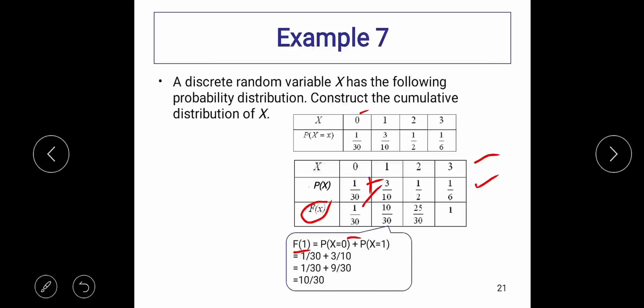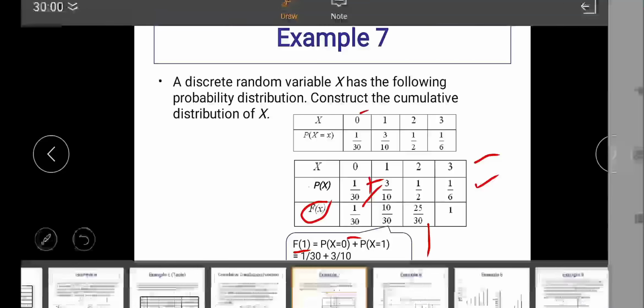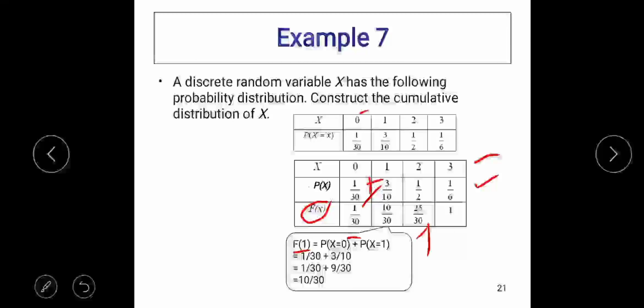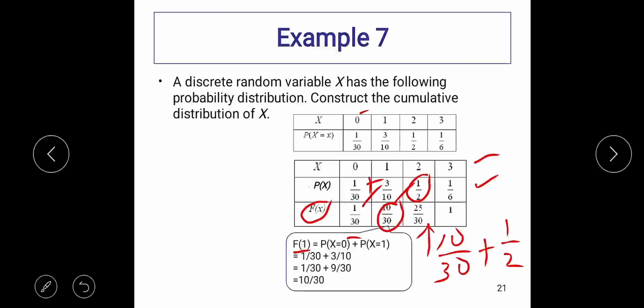And then the same goes when you want to find the cumulative distribution function when your x is 2. You take this and then you add these two values, you get 25 over 30. So you're taking 10 over 30 plus half. Okay, half is 15 over 30, so 10 plus 15, 25, so 25 over 30.